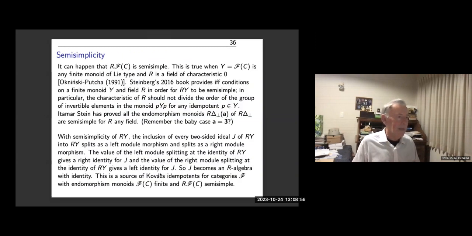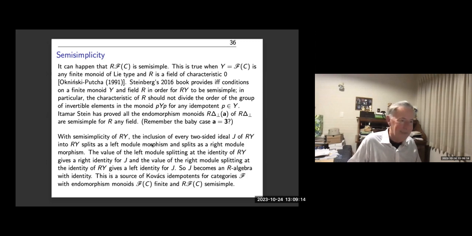And then maybe it's all about semi-simplicity. I don't think we want to go through that now that it's 10 past. I've even gone over the hour.